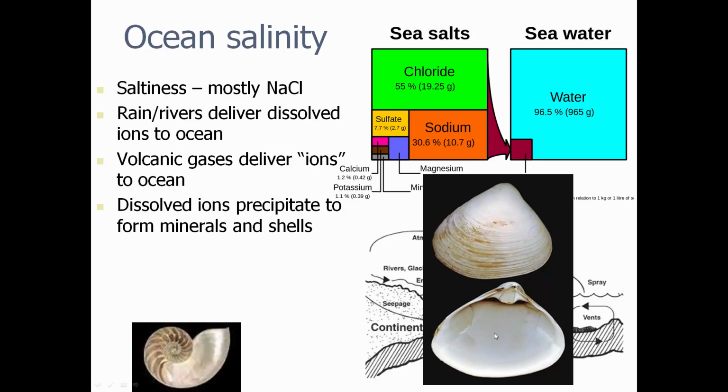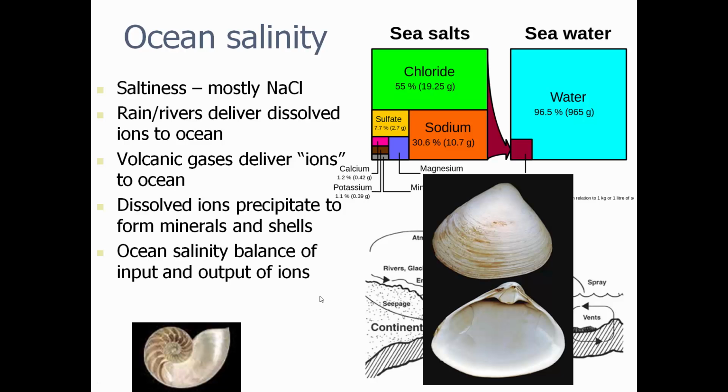This is what we actually make pearls out of. They make this so it's all nice and smooth. If they get an irritant in it, like a piece of sand or something else, they'll actually wrap this mother of pearl around it, which is what we actually use to make our pearls.